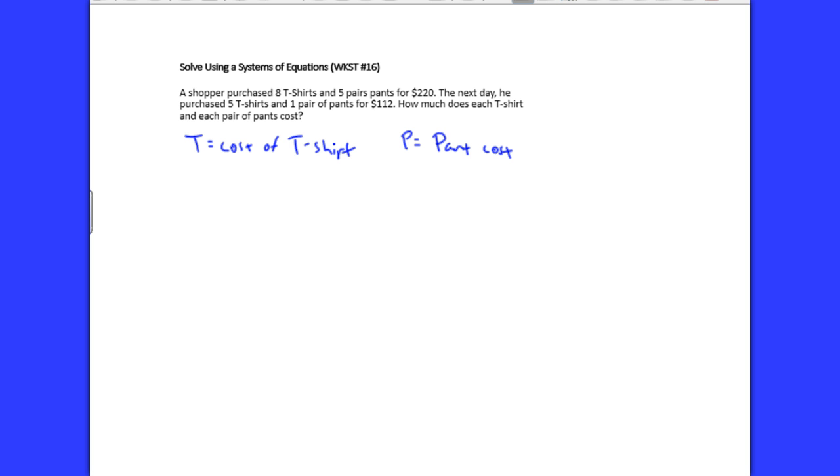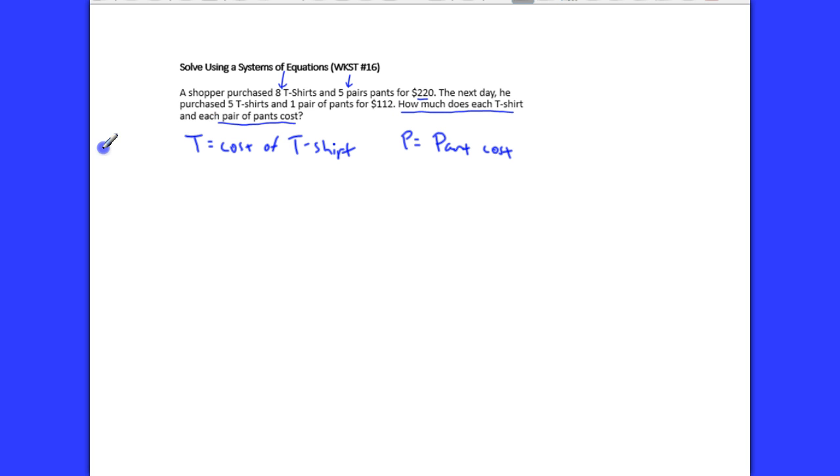What we have here is a shopper who has purchased 8 t-shirts and 5 pair of pants that cost $220. And then the next day they purchased 5 t-shirts and 1 pair of pants that cost $112. Now we're going to assume they're all the same prices for the t-shirts, and all the pants are the same cost as well. So your problem is to figure out how much does each t-shirt and each pair of pants cost.